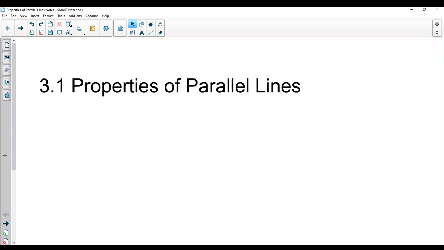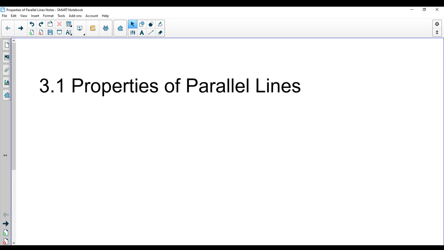Alrighty guys, so today we are going to start Unit 3, which is about parallel lines and a little bit about perpendicular lines, and we talk about angles and triangles and polygons later down the road, and we talk about graphing lines and stuff, but that all comes later. So today's lesson is going to be about properties of parallel lines.